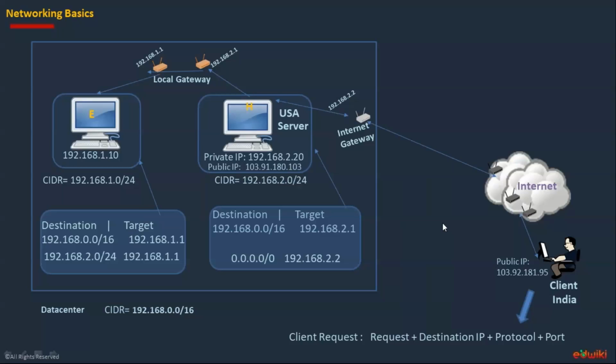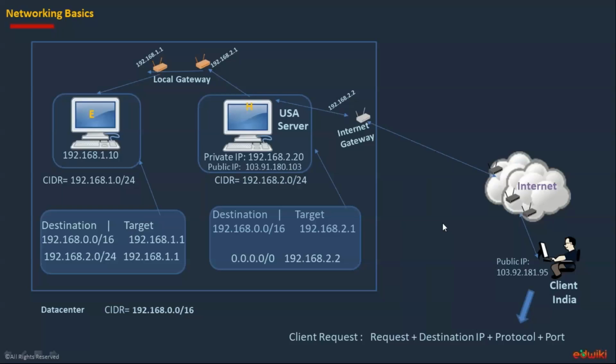Why? The E server does not have a public IP. The E server is not connected to the internet gateway. The E server is not accessible from the public internet directly, correct? The client from India can only access the H machine, right? The client cannot access the E machine directly. Why? The E machine has only the private IP, which is accessible within the data center, and it is not connected to the internet gateway also. So H is the public server, E is the private server.